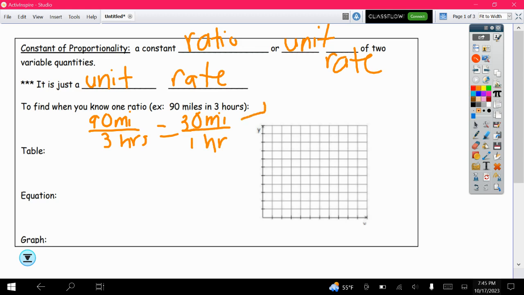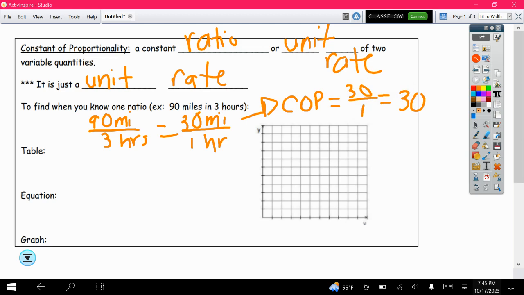To write it as its constant of proportionality, which we typically abbreviate as COP, we simply take that unit rate, 30 over 1, and we write it without its labels, and we can simplify it to a whole number. So our constant of proportionality is 30.